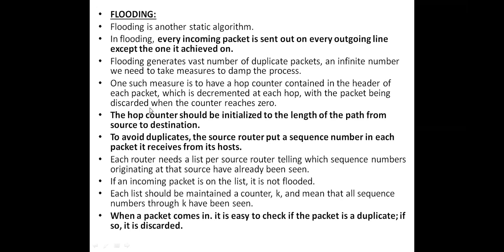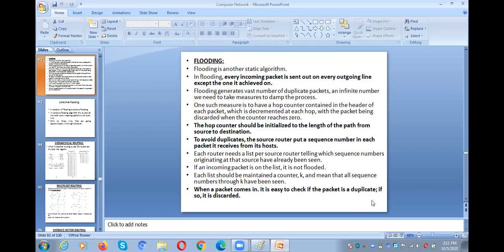Because of that, flooding generates so many duplicate packets. So in order to avoid so many duplicate packets, what will you do? You will introduce the concept called the hop counter. What is a hop count? Initially the hop counter will be set to the length of the path from source to destination. Let me explain with the help of Paint.